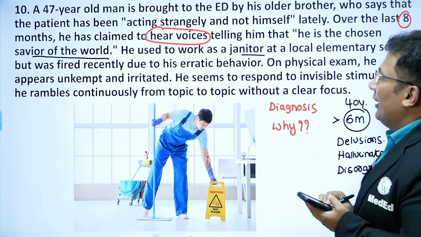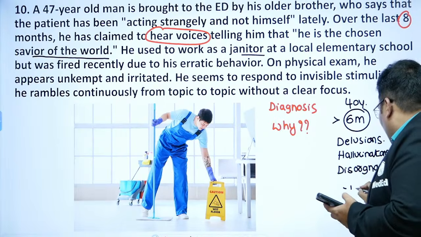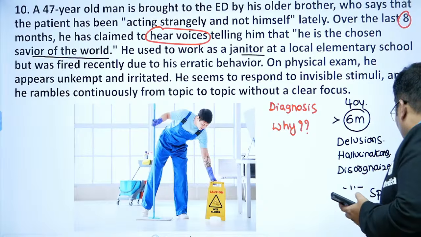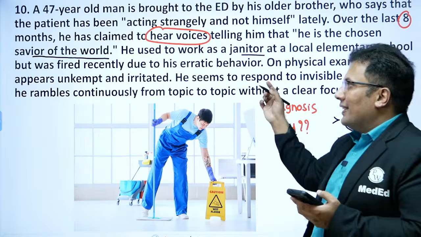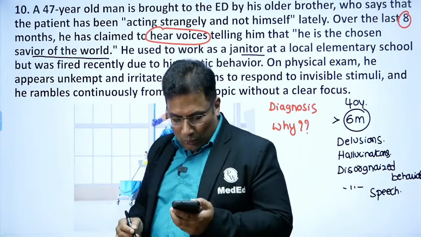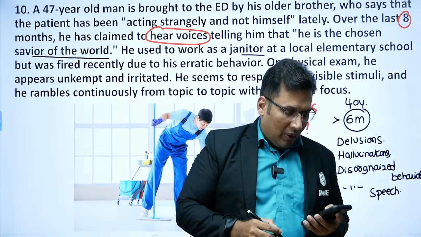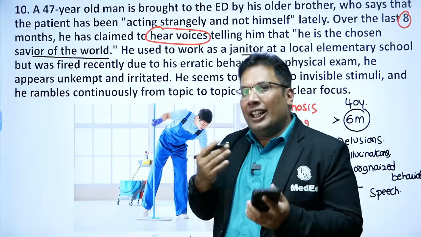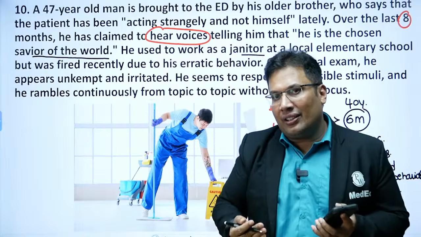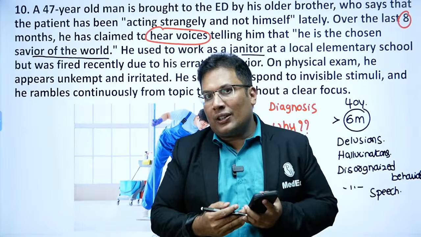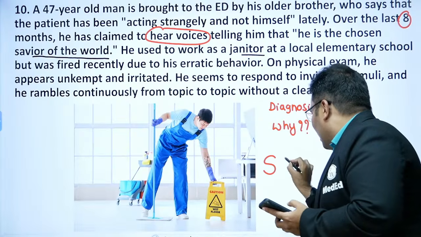And also he is having disorganized speech. So what is this basically known as? Disorganized behavior, disorganized speech, hearing voices, third person hallucination, delusion of persecution since the last 6 months. So your answer must be schizophrenia.